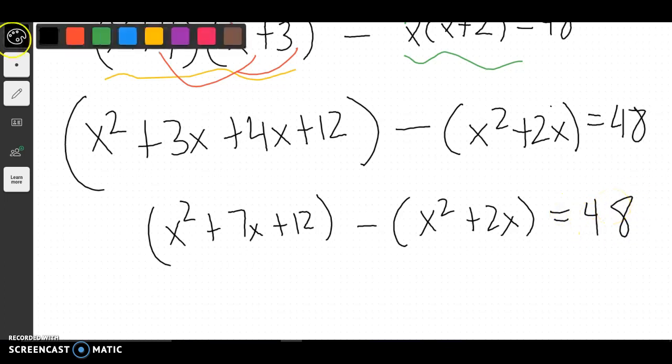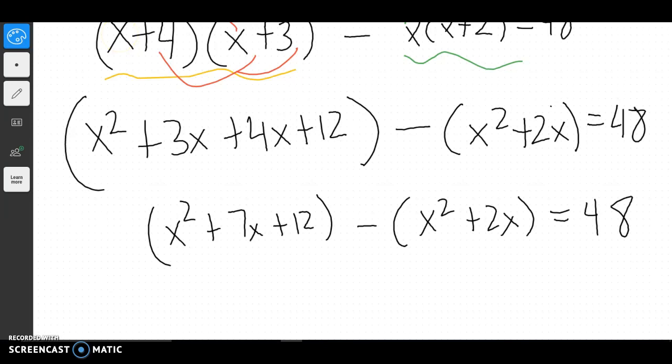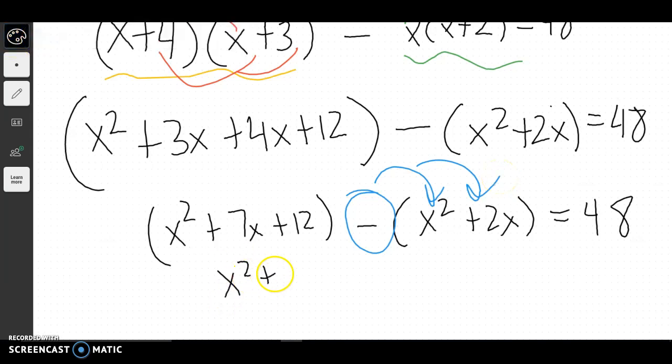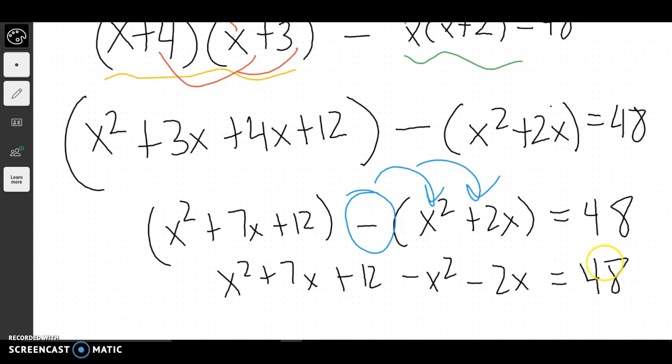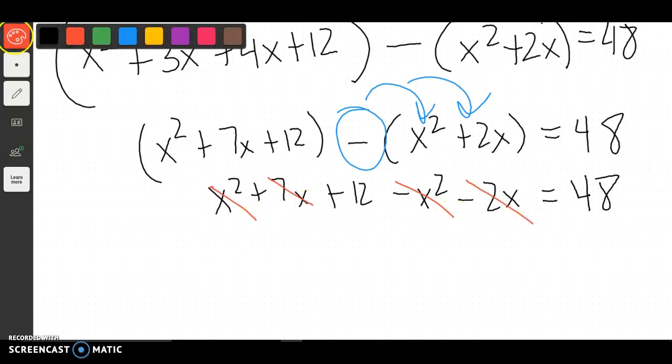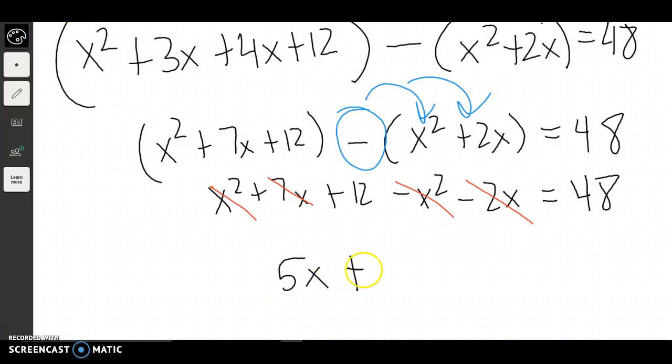Now if you remember before, when subtracting polynomials, it's always easier to add, and how I can make this an adding spot is taking that negative and distributing it to both things over there, which would give me negative x squared and negative 2x. And then I would combine like terms. So that will cancel with that. That will cancel with that and become 5. So we'll get 5x plus 12 is equal to 48.